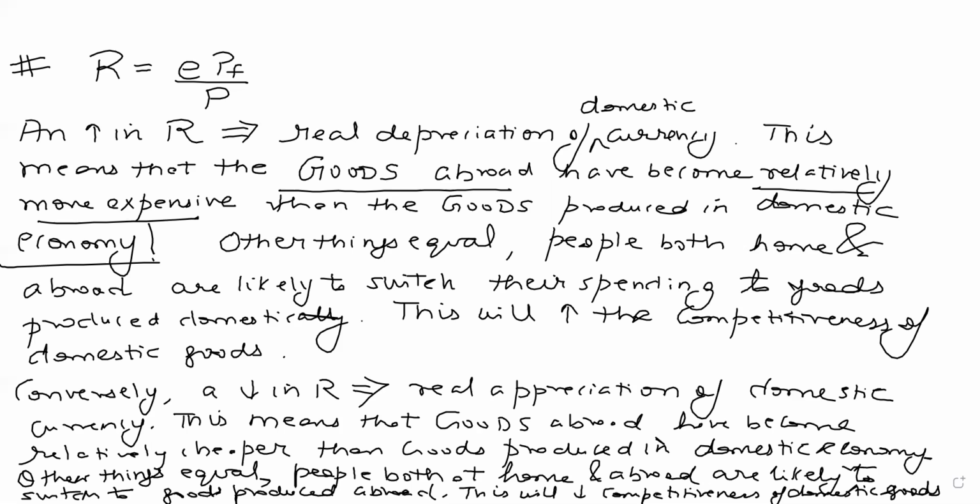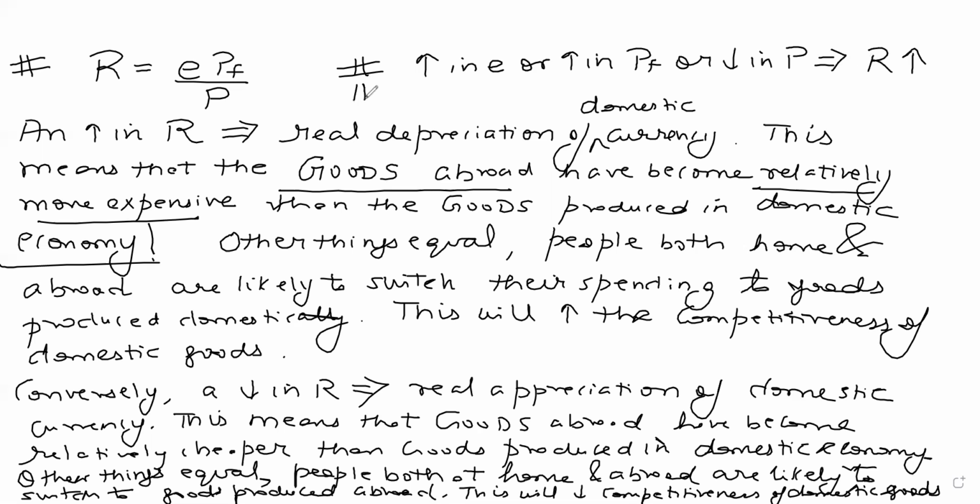Now, guys, if you look at this, when will R increase? An increase in E, or an increase in PF, the foreign price level, or a fall in the domestic price level implies that R will increase. On the other hand, a fall in the nominal exchange rate, or a fall in the foreign price level, or an increase in the domestic price level will cause R to fall.